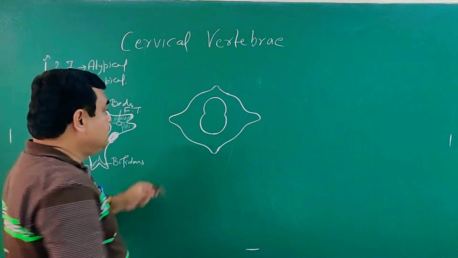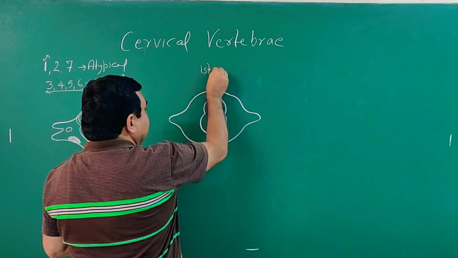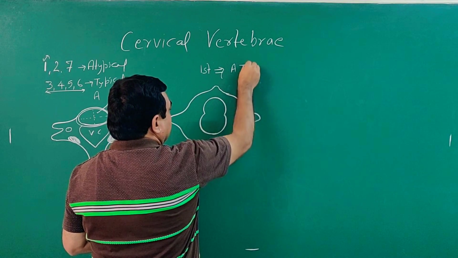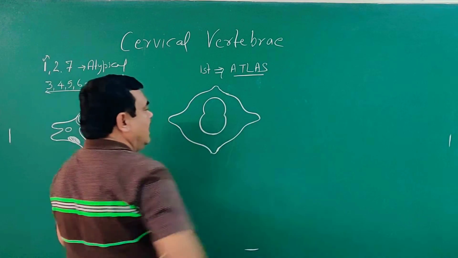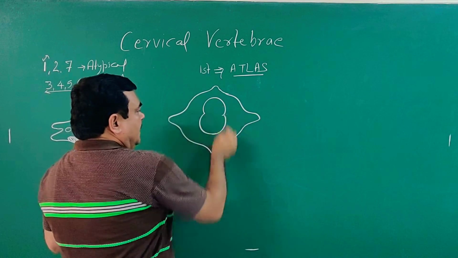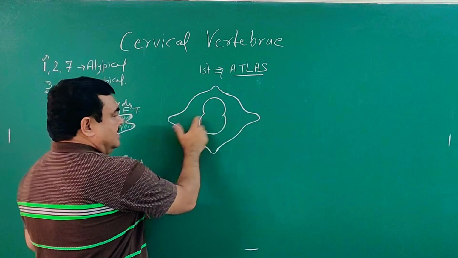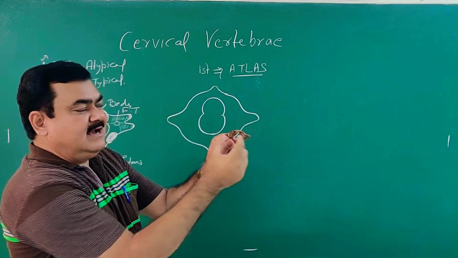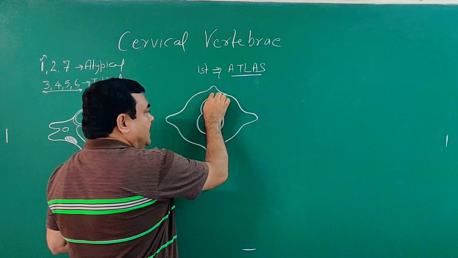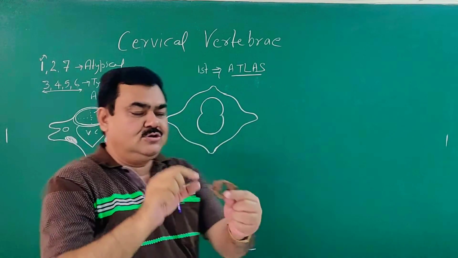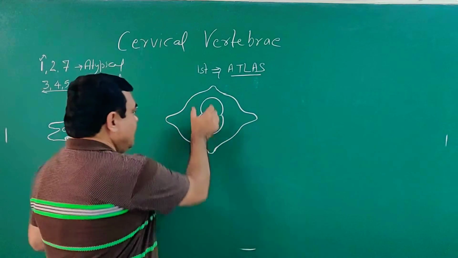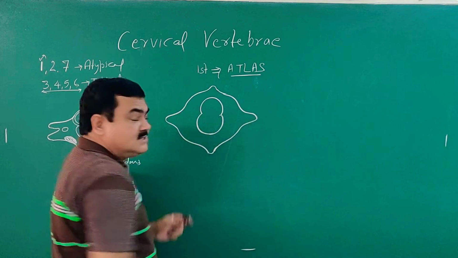this is the first cervical vertebra. It is also known as atlas. This is atlas. It has two masses, two lateral masses, which are connected with each other anteriorly by the anterior arch and posteriorly by the posterior arch. So this is anterior arch and this is posterior arch. So by two arches, the anterior arch and posterior arch, these two masses are connected.